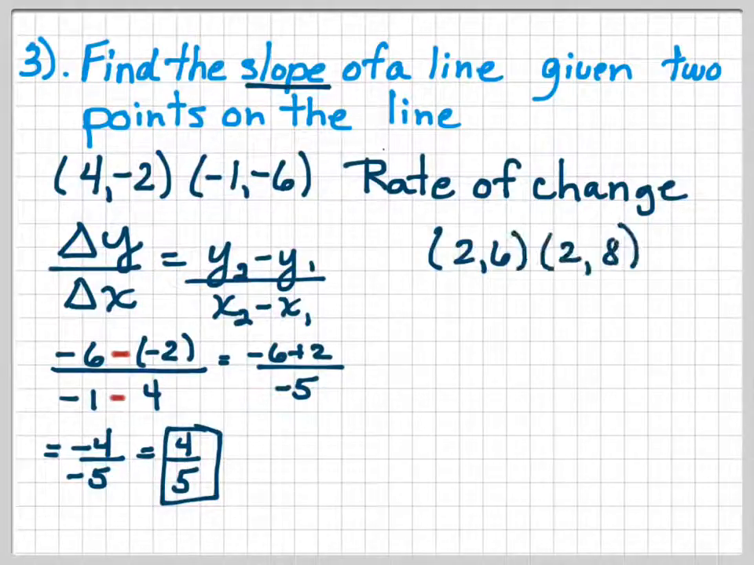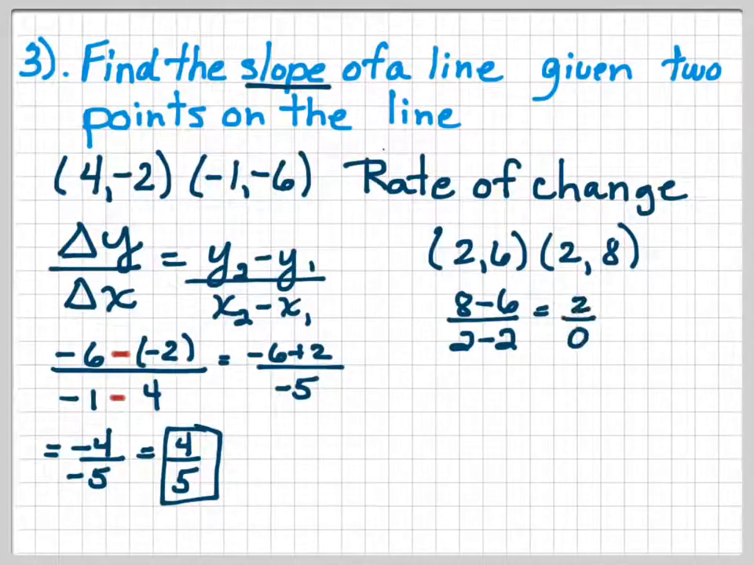Okay, let's try (2, 6) and (2, 8). Well, this is kind of a special instance because when I subtract the y's and then subtract the x's, the x's wind up being 0.